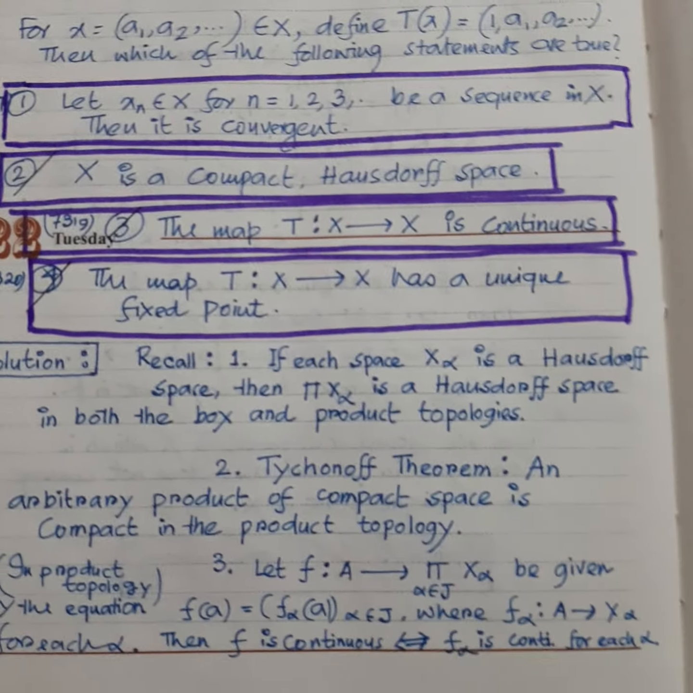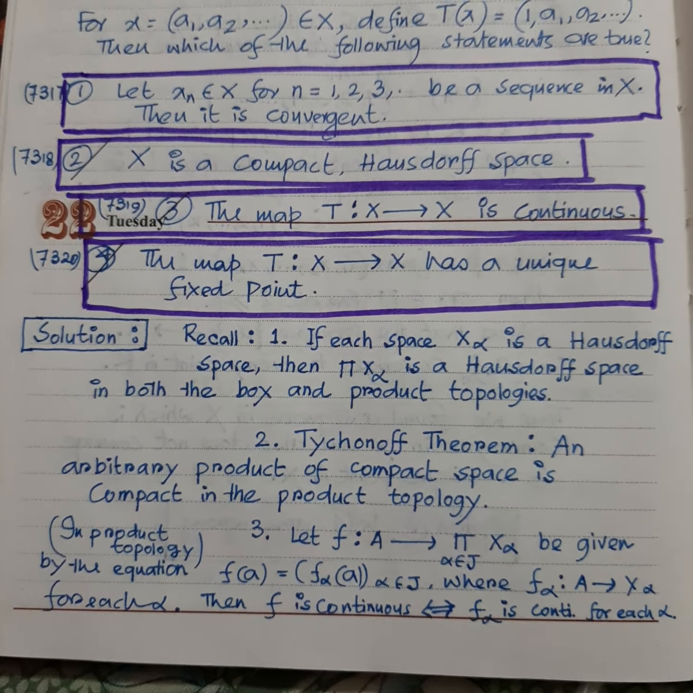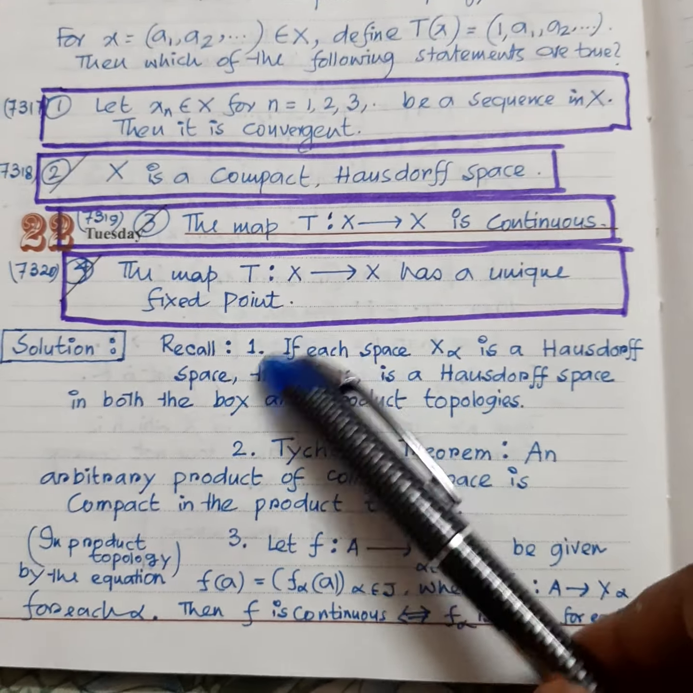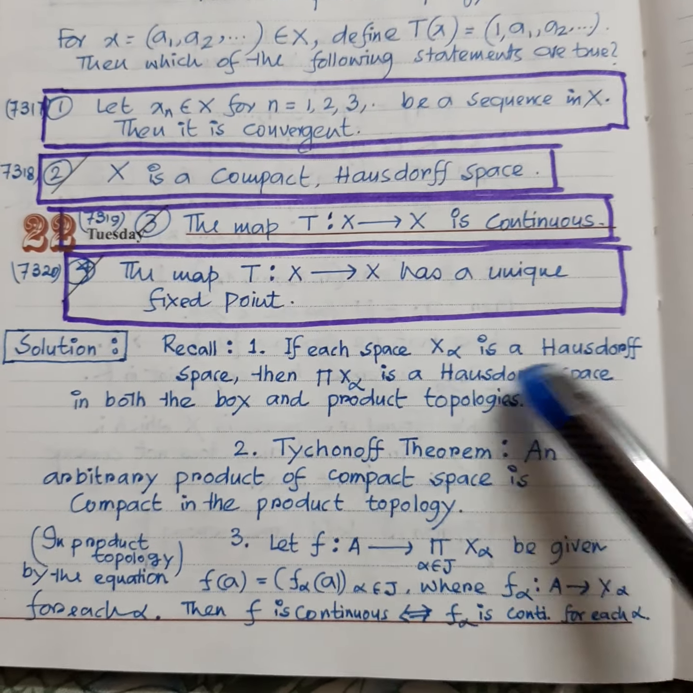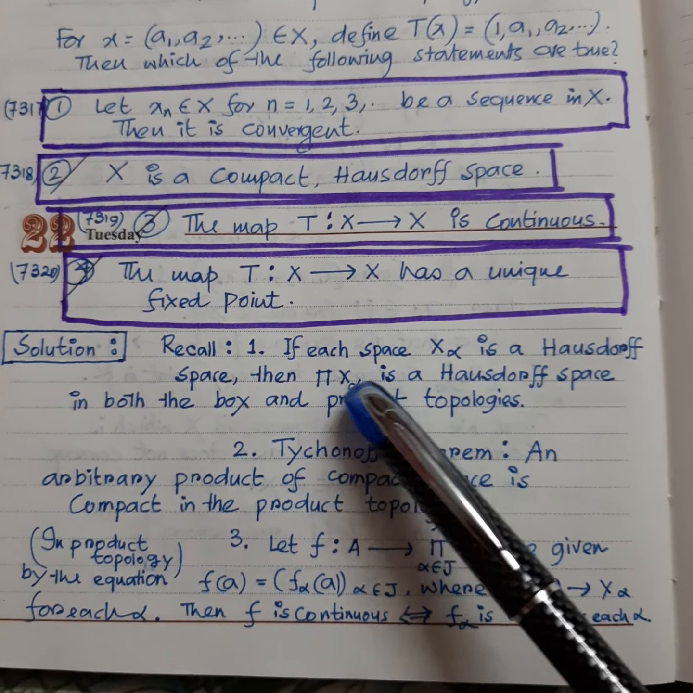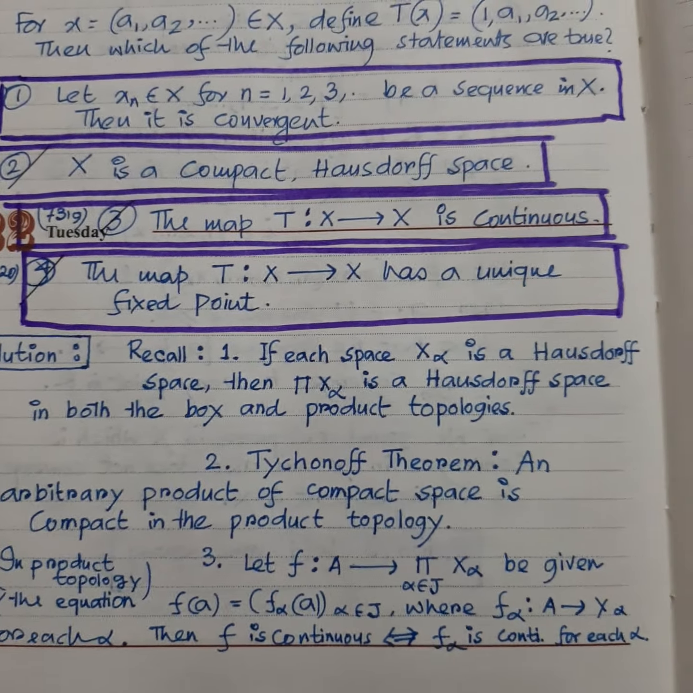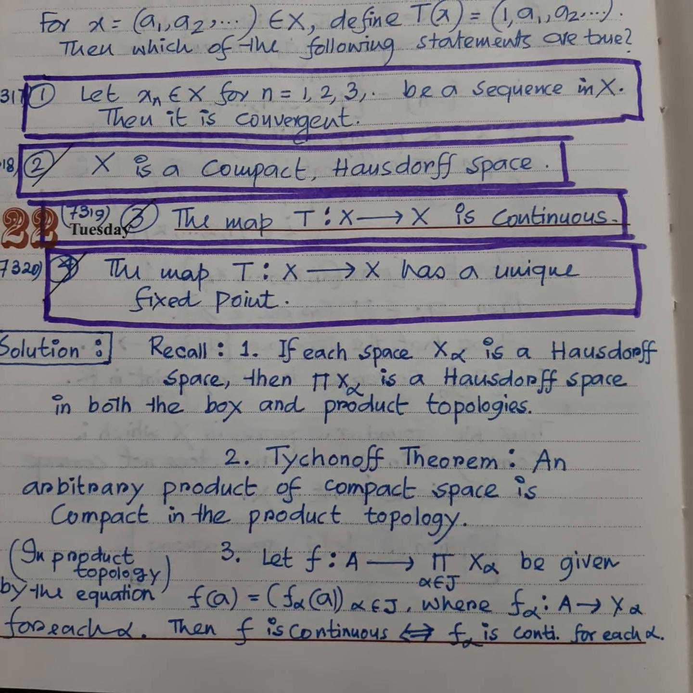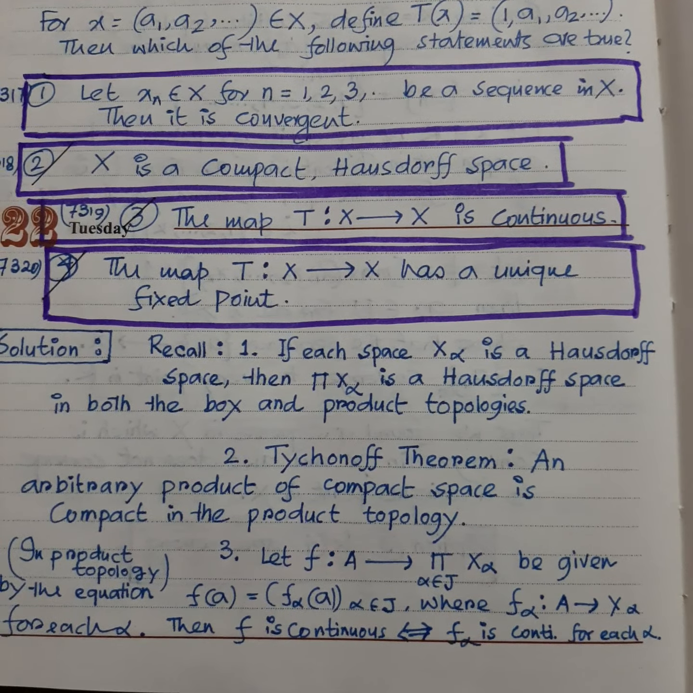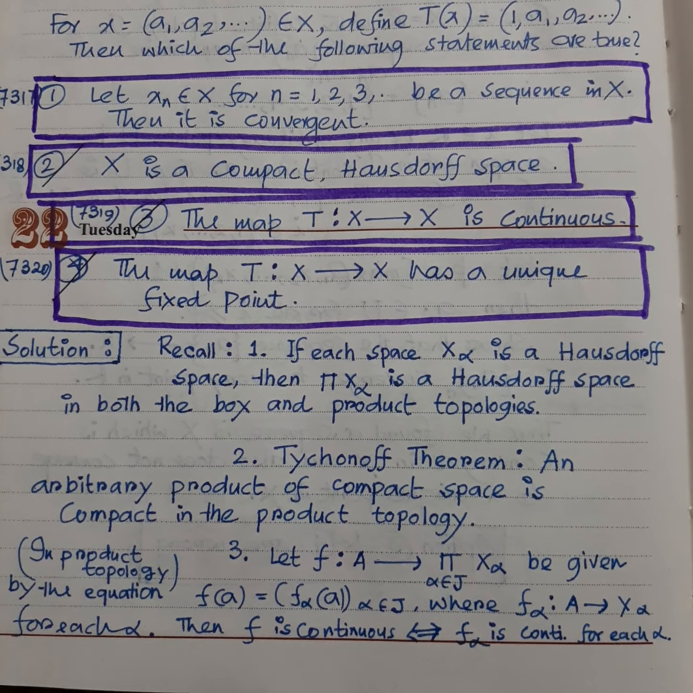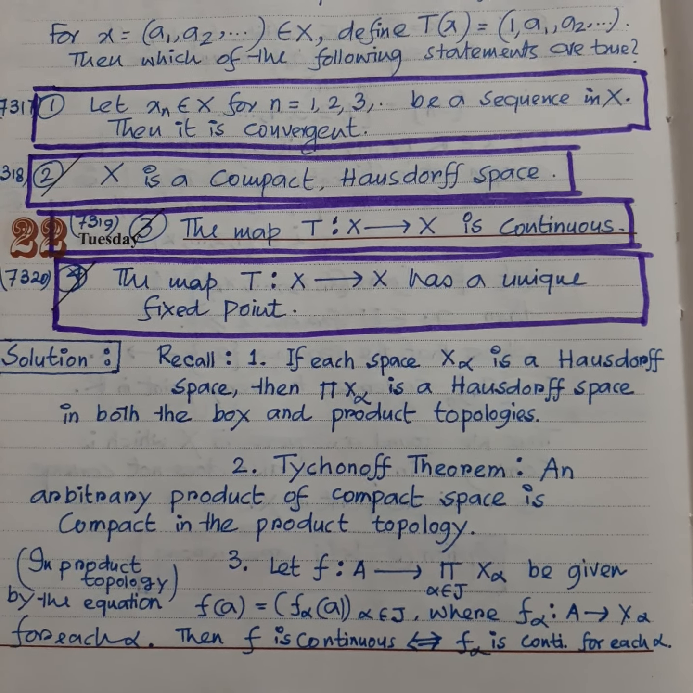So before going to the solution, we recall a few results from topology, and these are basic results. The first result is, if each X alpha is a Hausdorff space, then the product space is also a Hausdorff space, both in the box and product topology. The second result is a famous result called the Tikhonov theorem: any product of compact spaces is compact in the product topology.